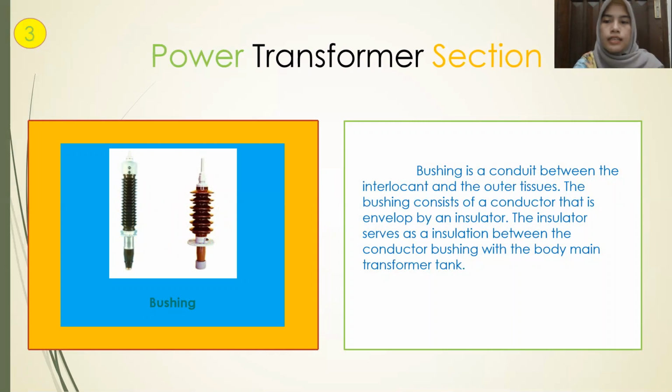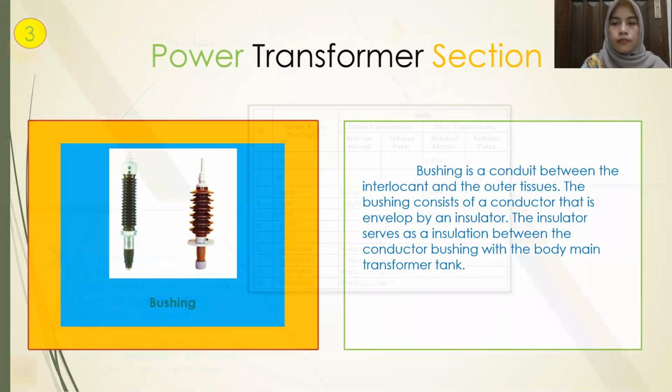Bushing. Bushing is a conduit between the winding and the other external parts. The bushing consists of the conductor that is enveloped by an insulator. The insulator serves as insulation between the conductor bushing and the body of the main transformer.